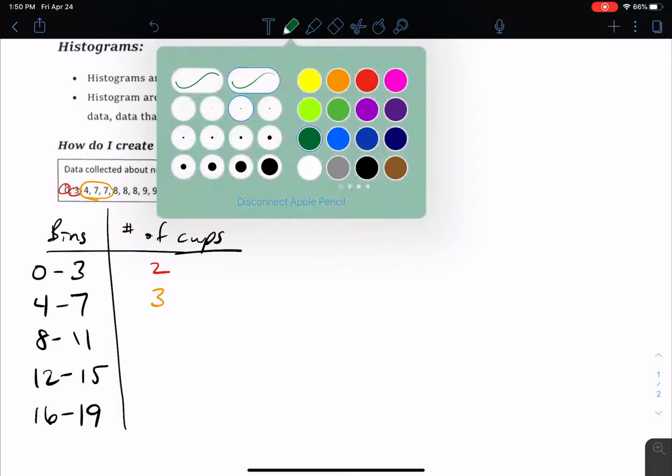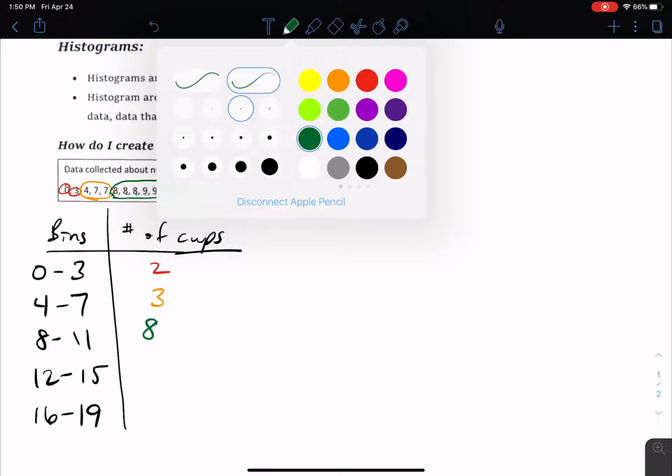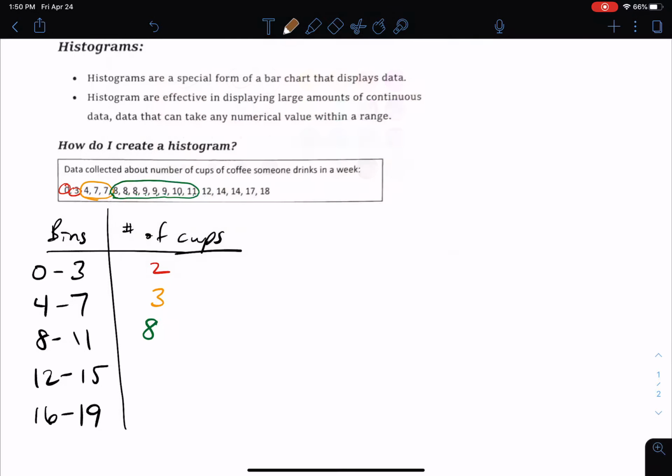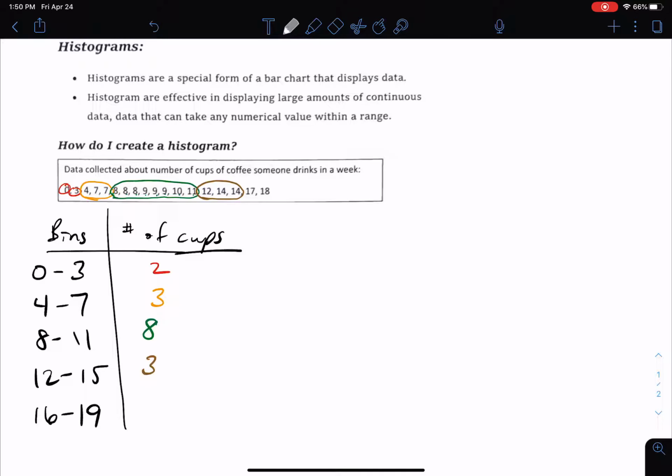Okay. The next one, 8 to 11. Well, there's 1, 2, 3, 4, 5, 6, 7, 8 numbers there. There are 8 of those. Let me double check. 1, 2, 3, 4, 5, 6, 7, 8. Yes. Okay, and then from 12 to 15, there's only 3. And then the last one is from 16 to 19, and there's 2 there.